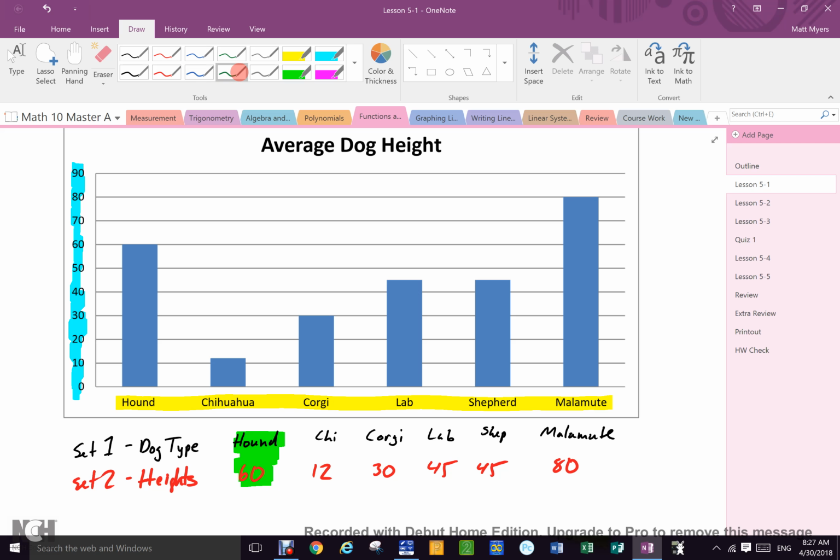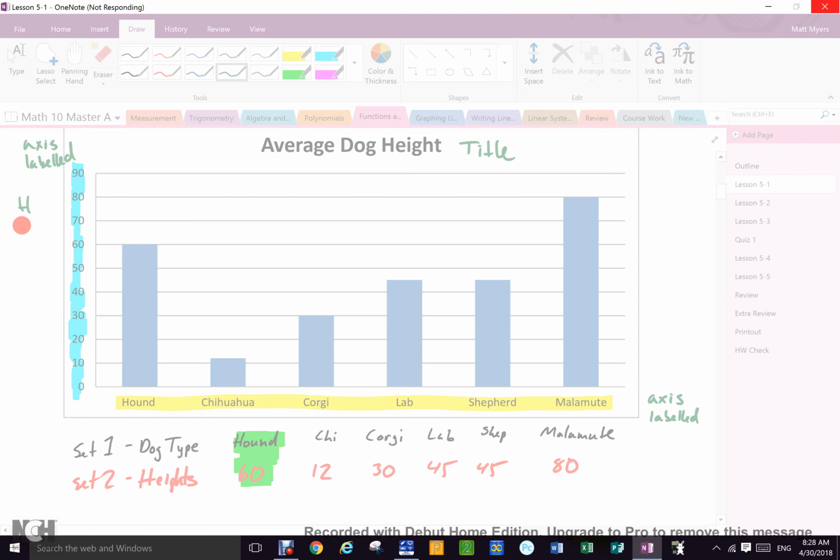I will tell you now that graphs need 4 things. They need a title. They need one axis labeled and the other axis labeled. So this is not labeled. It's just got a bunch of names. We should have said type of dog, right? This should have said height. And they need scales if necessary. Not scales, units if necessary.